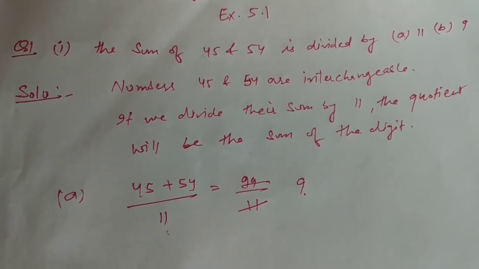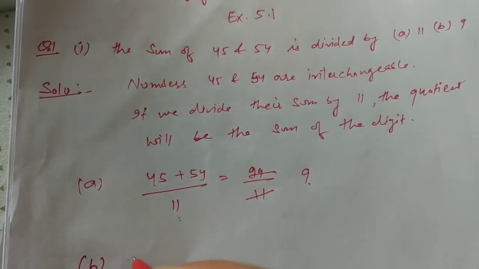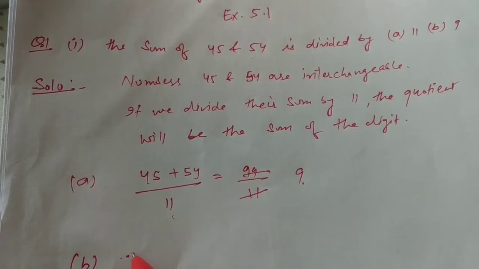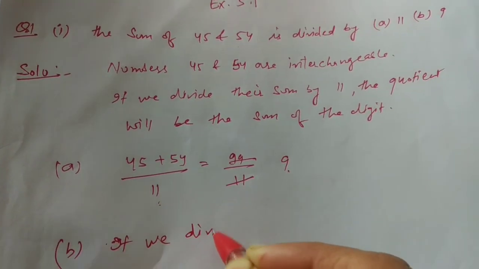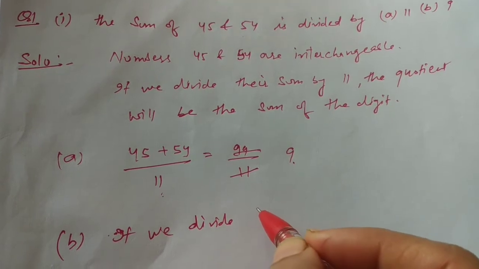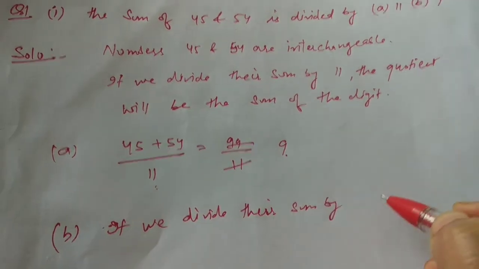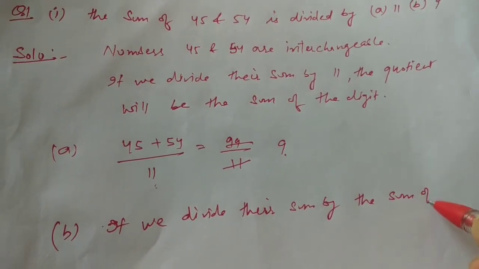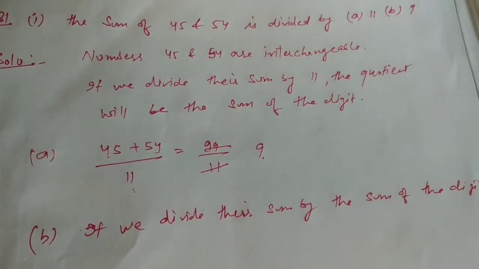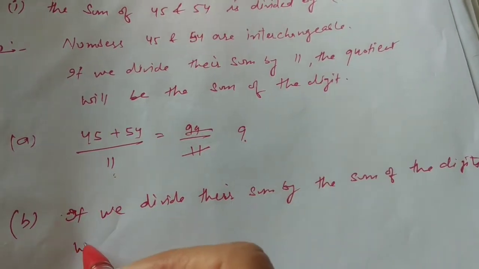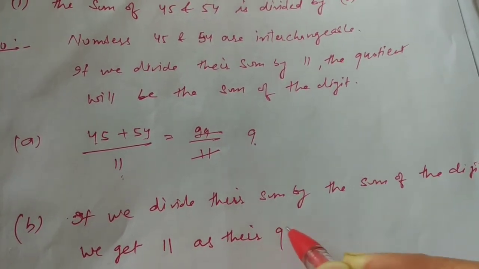Now come to part B. Part B is given as 9. So here we will write, if we divide their sum by the sum of the digits, we get 11 as the quotient.